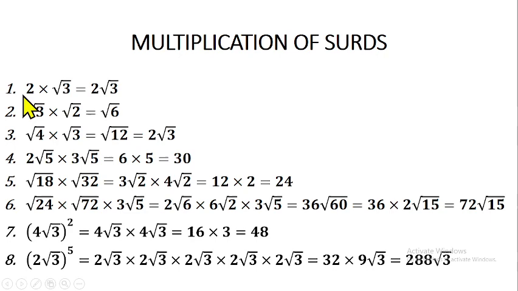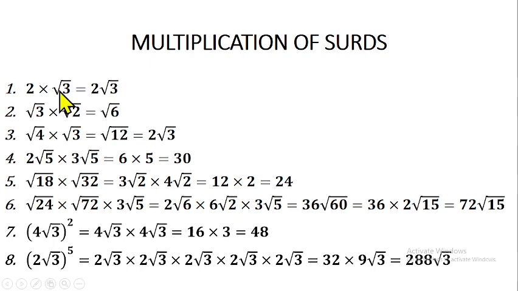Here you're having 2, which is not a surd, you're having a whole number, and you're multiplying a surd. 2 times root 3 will give us 2 root 3. If I say what is 5 times root 3, that will be 5 root 3. What is 10 times root 5? That gives 10 root 5. So we can use a whole number to multiply a surd. That's what we are talking about here. So 2 times root 3 will give us 2 root 3.